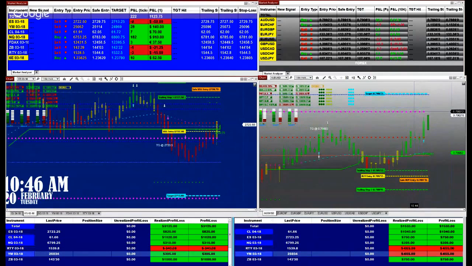Keep your eye on the Aussie dollar and the fib line at 9032. Keep your eye on it, please. The Aussie dollar.